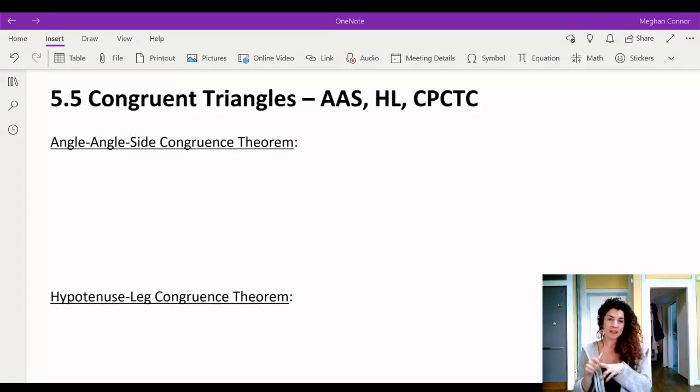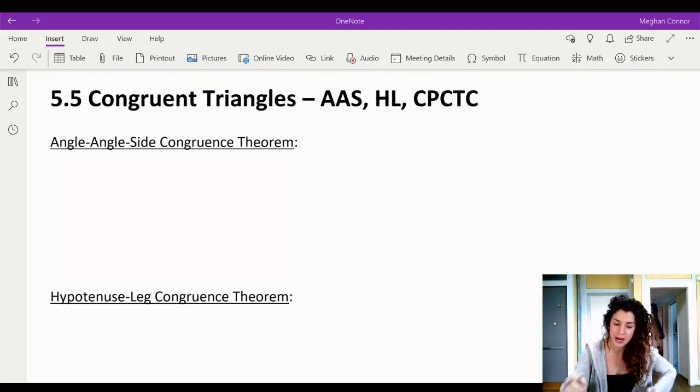We're also going to talk about something called corresponding parts of congruent triangles are congruent, CPCTC. It's a super, super helpful reason to use in a proof if your final stop is not that triangles are congruent. If you need to prove triangles are congruent in order to prove something else, CPCTC is what we're going to be using.